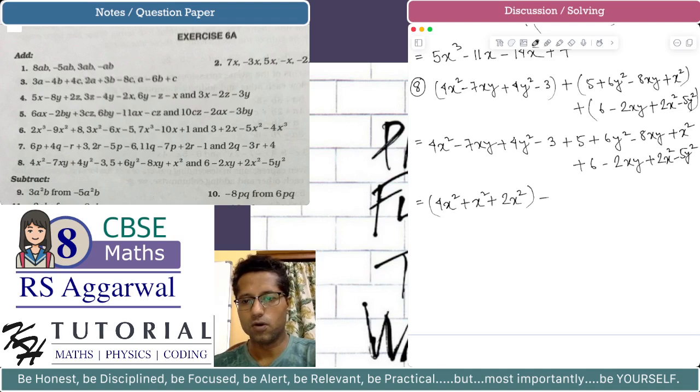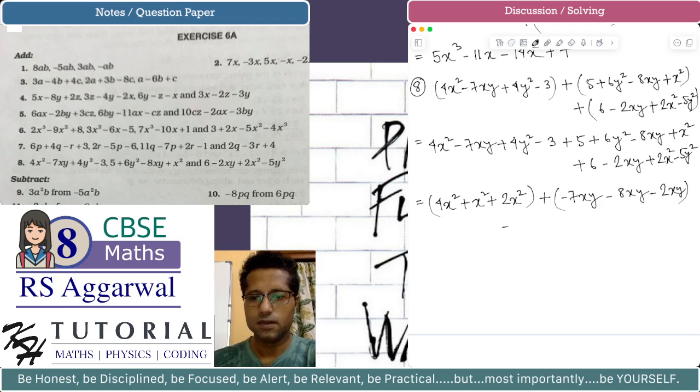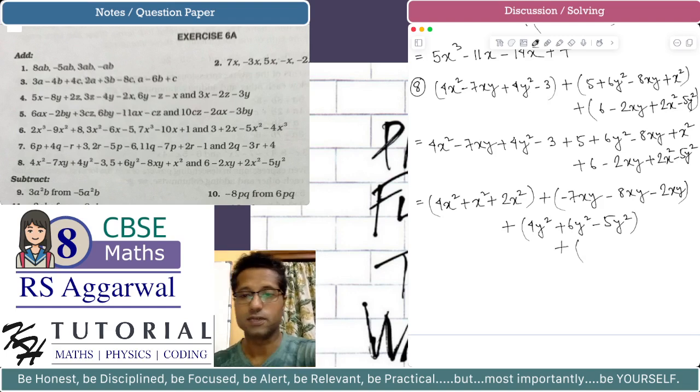Now let's group all the xy terms, that is all the like terms having the literal coefficient of xy. So we have minus 7xy, and minus 8xy, and minus 2xy. And finally, let's group all the y square terms. We have 4y square plus 6y square minus 5y square, and lastly we group all the constant terms, that is minus 3 plus 5 plus 6.